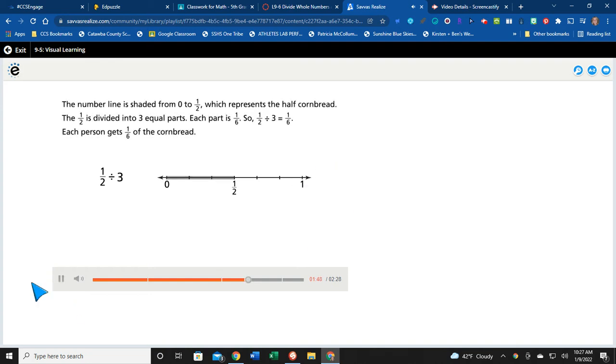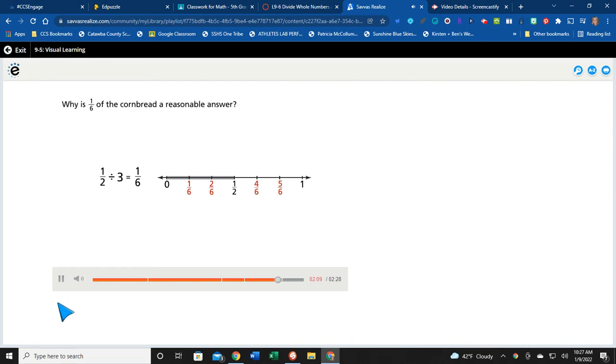The number line is shaded from 0 to 1/2, which represents the half cornbread. The 1/2 is divided into 3 equal parts. Each part is 1/6. So 1/2 divided by 3 equals 1/6. Each person gets 1/6 of the cornbread. Why is 1/6 of the cornbread a reasonable answer?